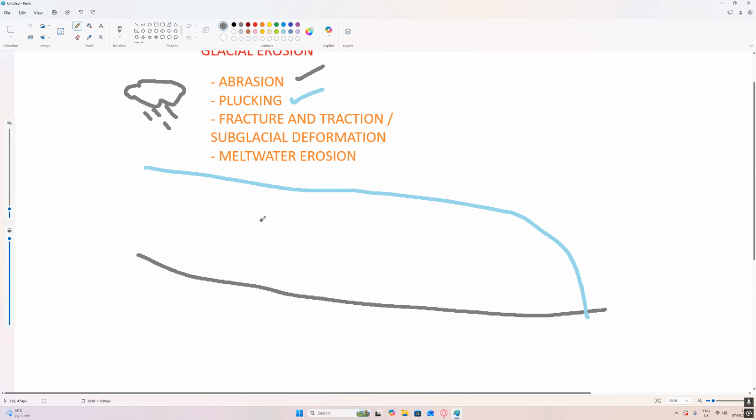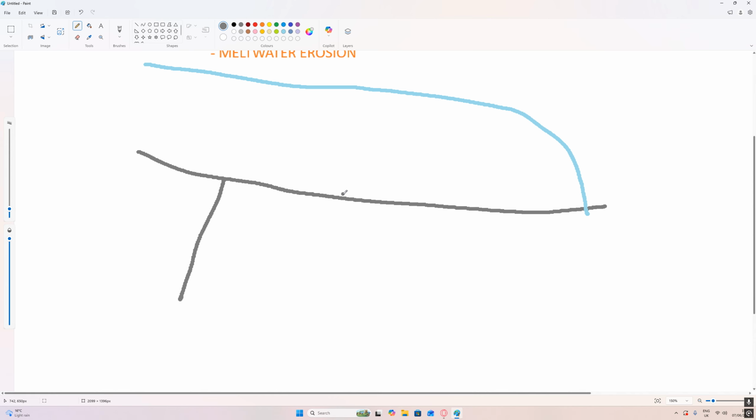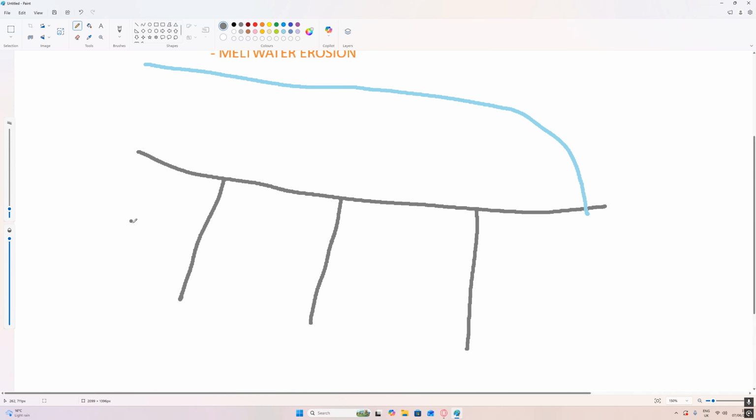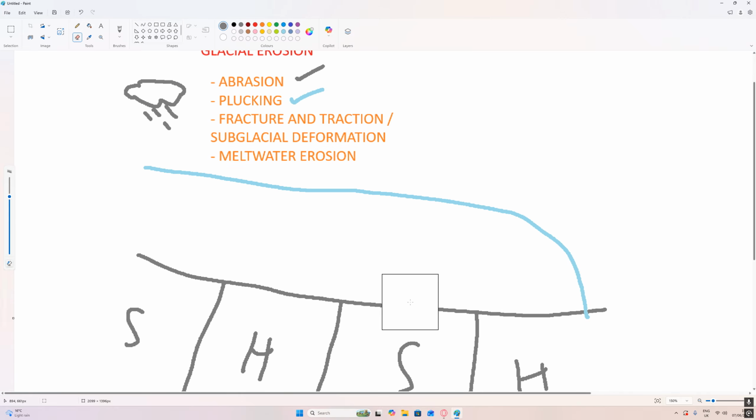Not only do you get that, but a bonus point to add is that when you have different rock types, so here you have soft rock, here you have hard rock, here you have soft rock again and hard rock, these areas of soft rock are likely to erode a lot faster, because they can withstand less pressure. So you get a lot more erosion on the soft rock than you do on the hard rock.